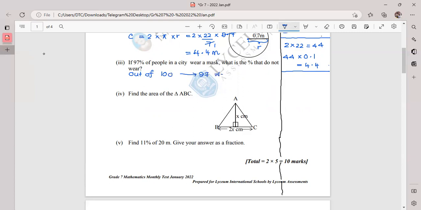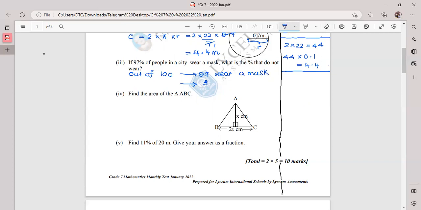97 wear a mask, right? So then out of 100, how many people don't wear the mask, children? It should be 3, right? If I consider 100 people in the city, I can find that when I count 97 people, they are having the mask with them, right? So then how many people don't have the mask with them?